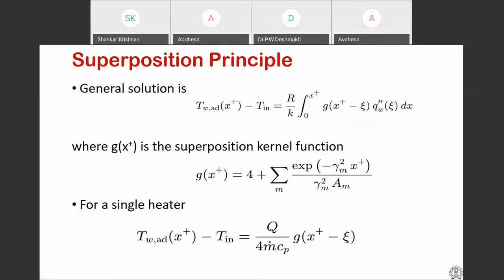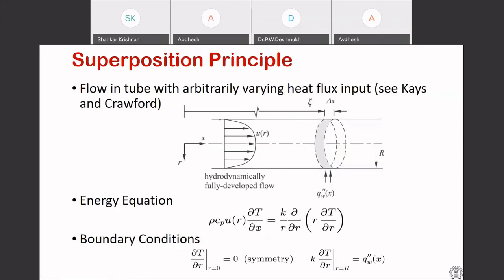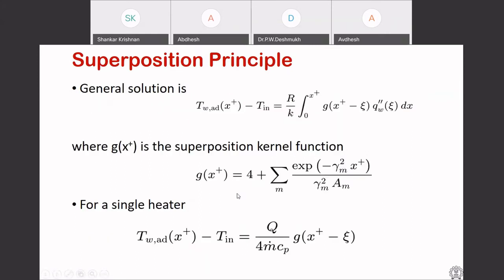So in such a situation, there is a general solution that was obtained, and using the principle of superposition, one can even add more heat sources to it, because this equation is linear, and so we can make use of the superposition principle. This solution is there. I won't go into the details. I'm just sharing it for completion. And this function G is called the superposition kernel function.